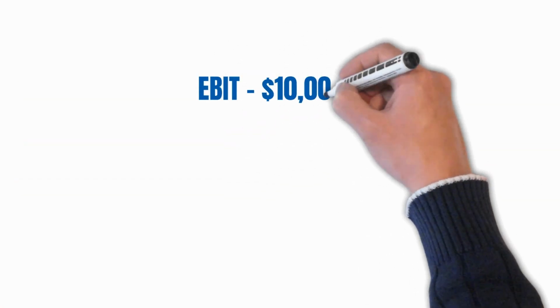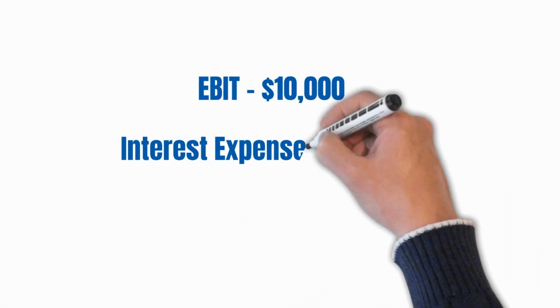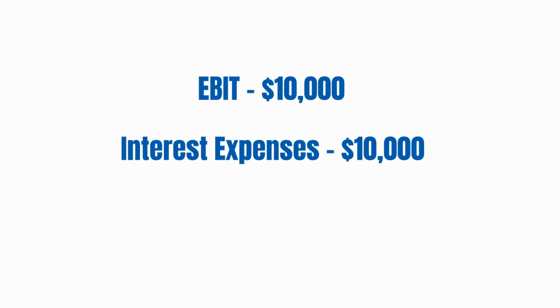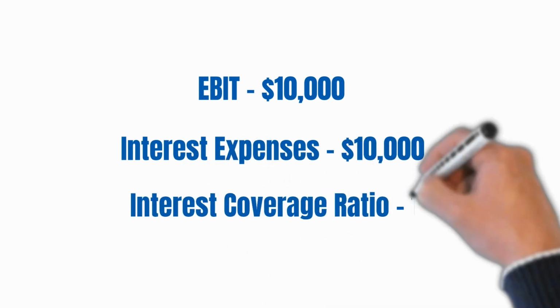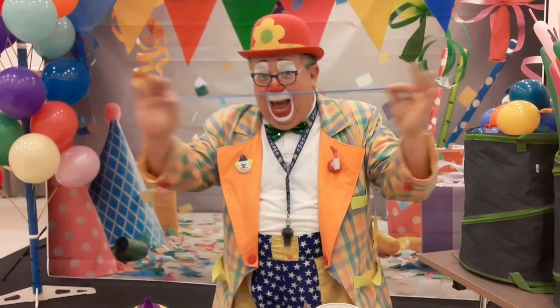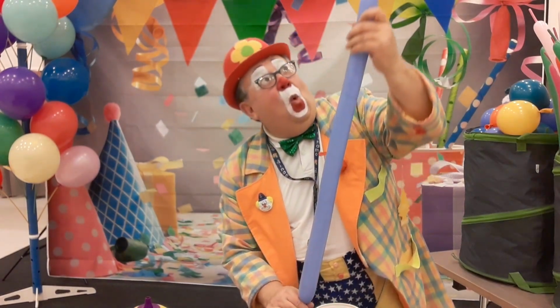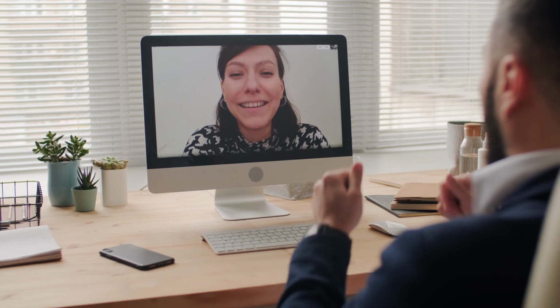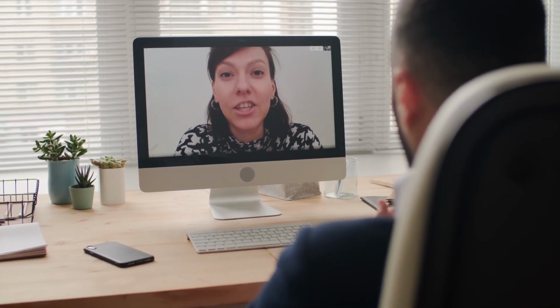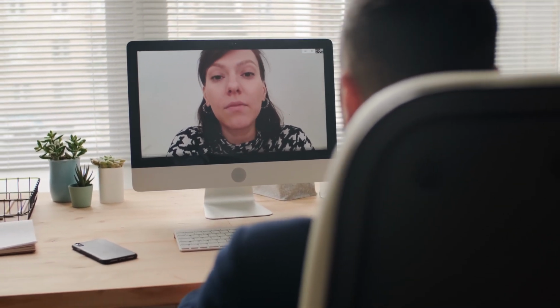If, however, your EBIT is $10,000 and your interest expenses are also $10,000, you have an interest coverage ratio of 1. This is a not flattering look. Your earnings are barely paying off your loans. Depending on your industry, anything under a 1.5 or 2 looks pretty risky to investors.